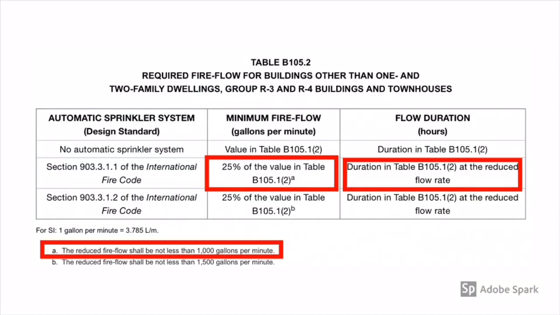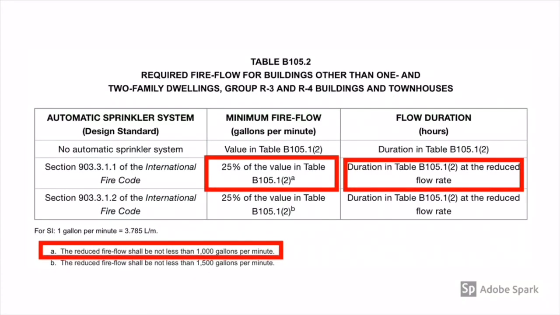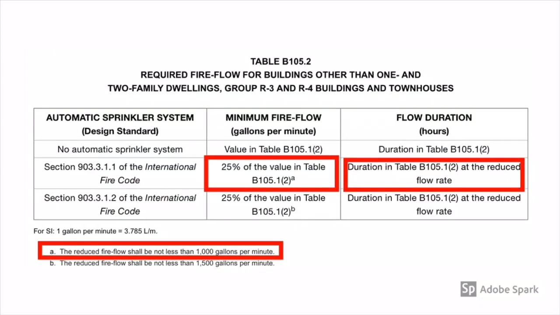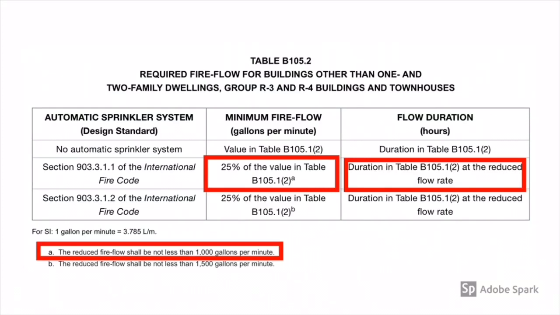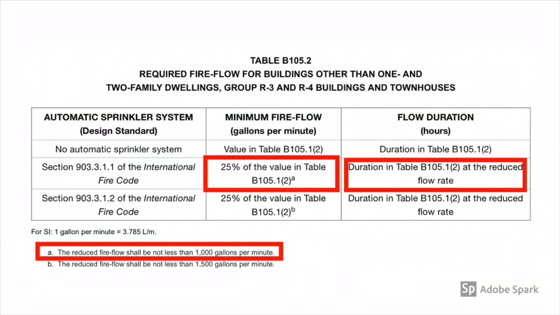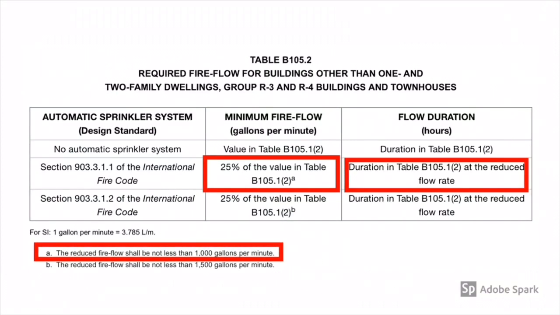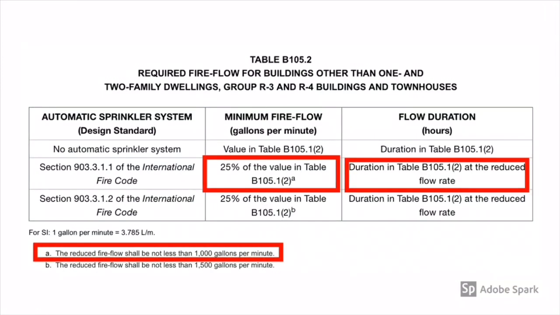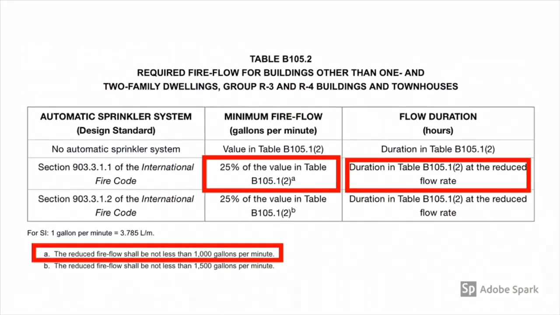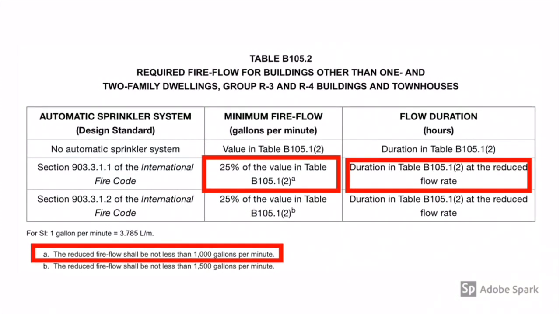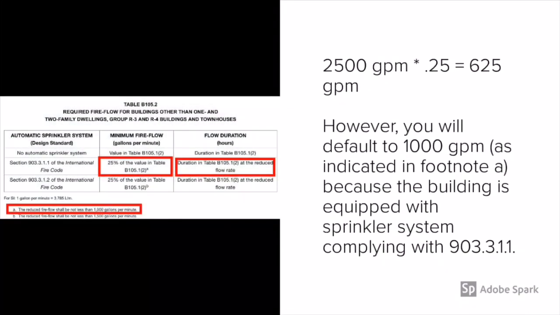Looking at Table B105.2, for buildings other than one and two family dwellings, Group R3s and R4s, and townhouses, you'll work from left to right. You'll see Section 903.3.1.1 of the International Fire Code, which is a 13 system, is what we're going to look at. We'll see that we need to calculate 25% of the value if a 13 system is installed. So that's what we do. But also we have to know that the minimum is 1,000 gallons a minute for a 13. So let's work it out.